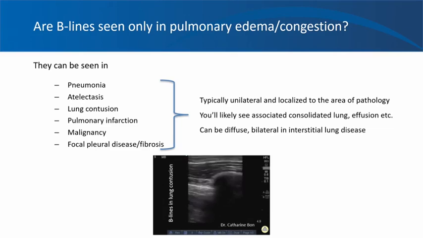starting diuretics. This is an example of lung contusion, where this is the pleural line and you see numerous B lines in this rib interspace. This patient had trauma and contusion resulting from that.